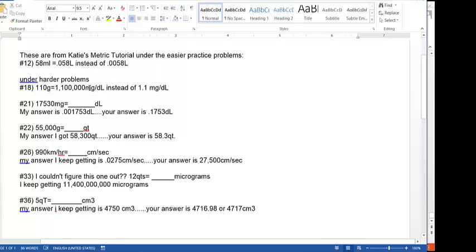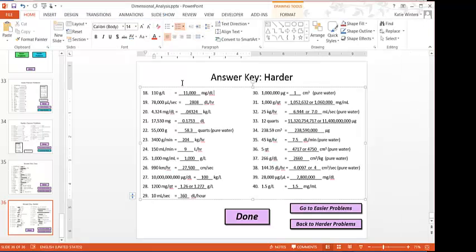I don't know what I was thinking when I wrote that answer key. 1,100,000 milligrams per deciliter is incorrect. So if that's what it says in your answer key, then that is wrong. It should be 11,000. I'm pretty sure, but we'll work it out just to make sure that that's right. So the answer key should say 11,000 milligrams per deciliter.